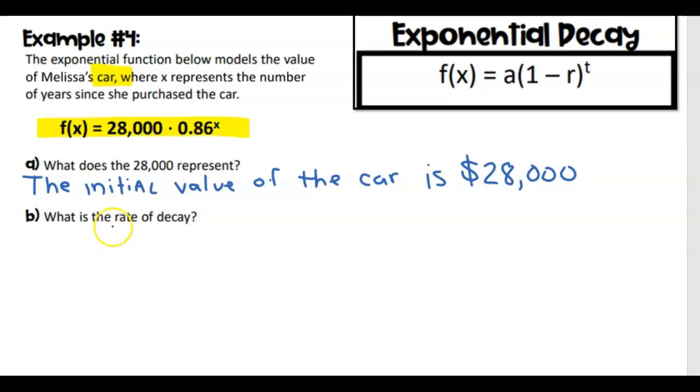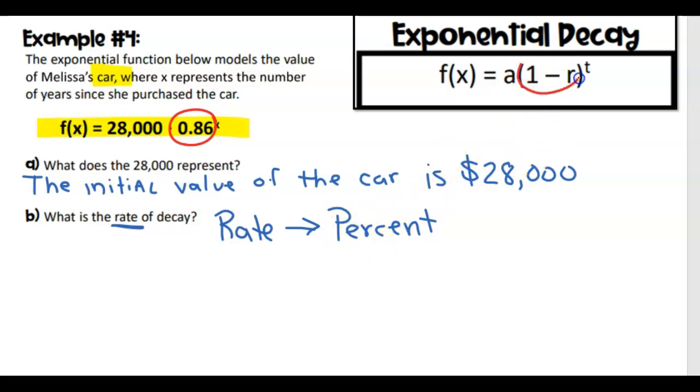So, what is the rate of decay? What does the word rate mean? Whenever you see the word rate, you need to answer in percent form. This number right here is less than 1. That's how I know this is a decay problem. This number right here is equal to this part of the equation. 0.86 equals 1 minus the rate. I'm solving for the rate, so I subtract 1 from both sides.